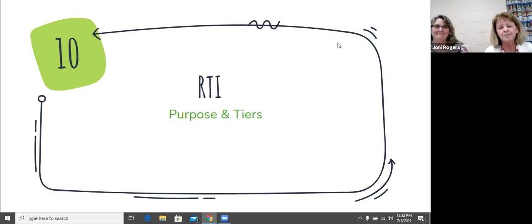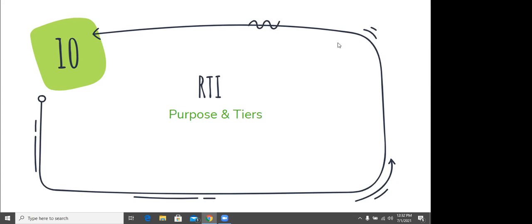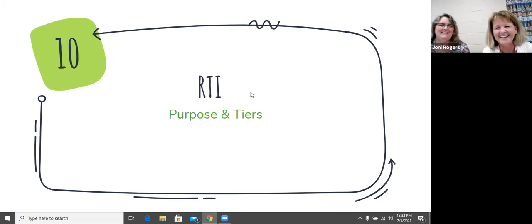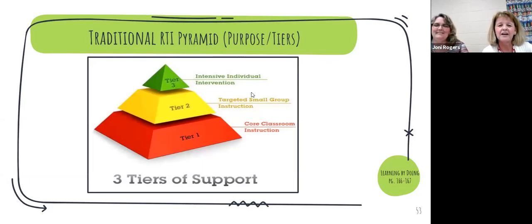Okay, here we are. RTI, response to intervention. We're going to talk about the purpose and the tiers for RTI. Let's see. I did the video again. We keep hitting the wrong button. Okay. Here we go. So here's the traditional RTI pyramid, where the pyramid is the smaller part on the top. Tier 3, intensive individual intervention, and Tier 2, targeted small group instruction, and Tier 1, the core classroom instruction.